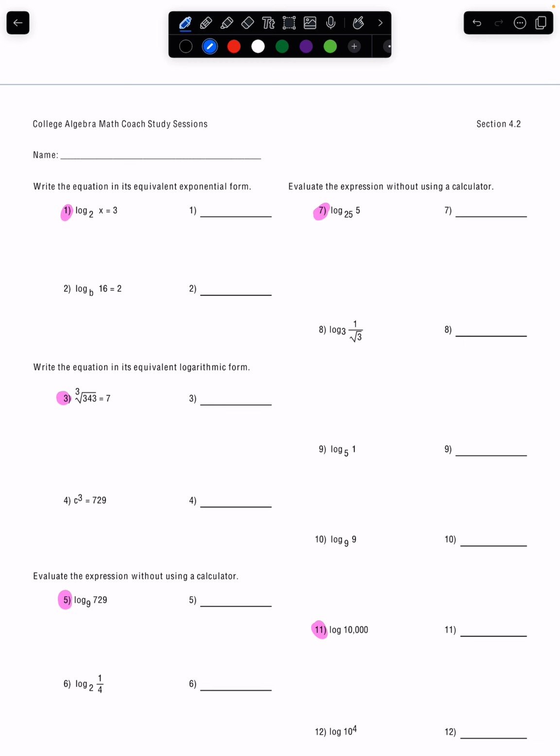Moving on to the next section, 4.2, we're working with some logarithms. And for question 1, it says write the equation in its equivalent exponential form. So basically, it wants us to write it how it would normally look without a log. And the trick to that is whatever the lower number of the log is, you kind of just need to move it over here and then move the 3 on top of the x.